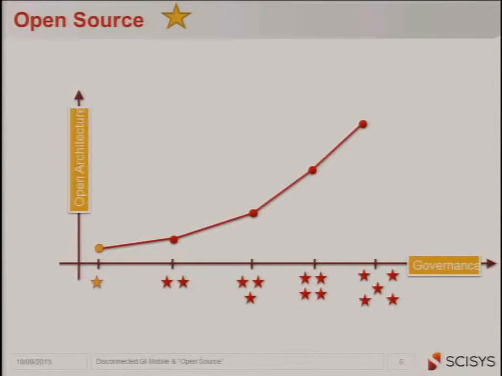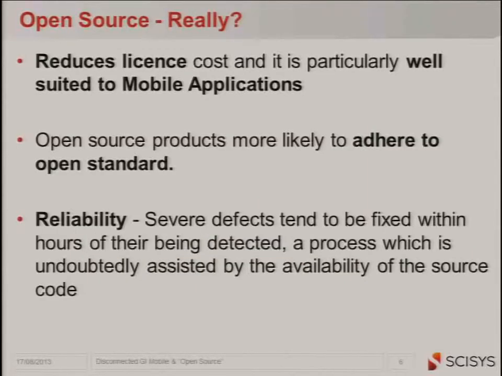What I'll try to do, over the next few slides, is take you through 5 key points to try to increase the curve of your open architecture. And each time we go through one of these key governance points, we'll get 1 star and so on, and see whether or not it is practical to put them in place, what are the pros and cons of implementing those various governance rules. So the first one is open source.